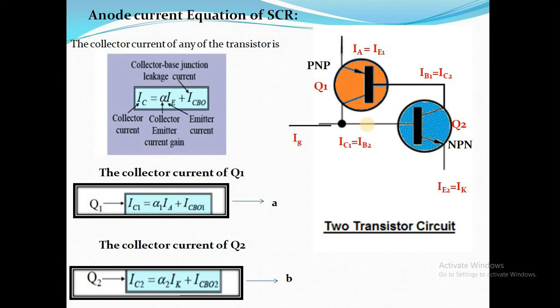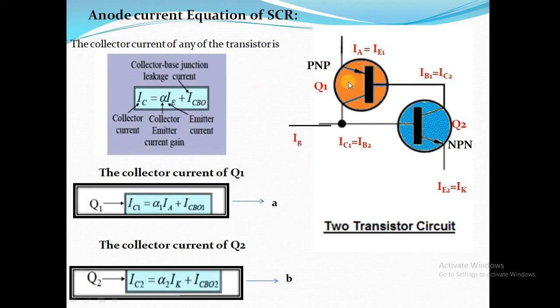That is, whenever the collector base junction is forward biased, before turning on the transistor there is a flow of small current that is practically not available, but that current is generated at the collector base junction. That current is called a leakage current. Basically this current is negligible for practical applications. So this is the collector current of any transistor.